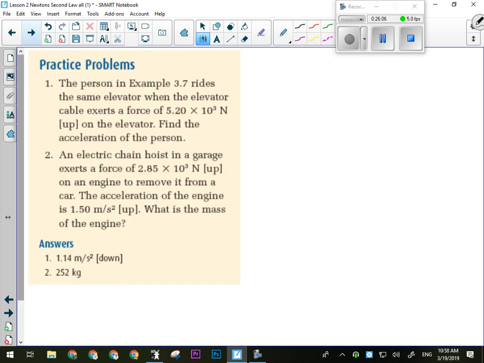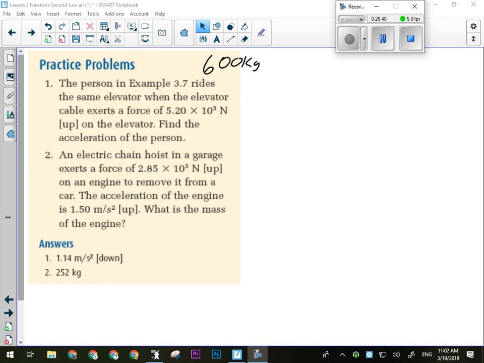Now question number one is dealing with the same person, same elevator. I'll remind you that the mass of that elevator was 600 kilograms. Now the cable exerts only 5,200 newtons worth of force. Find the acceleration of the person. And then after that, try number two. But I'll tell you that number two is tricky because I haven't taught you how to do it yet. Let's see how many of you figure it out.